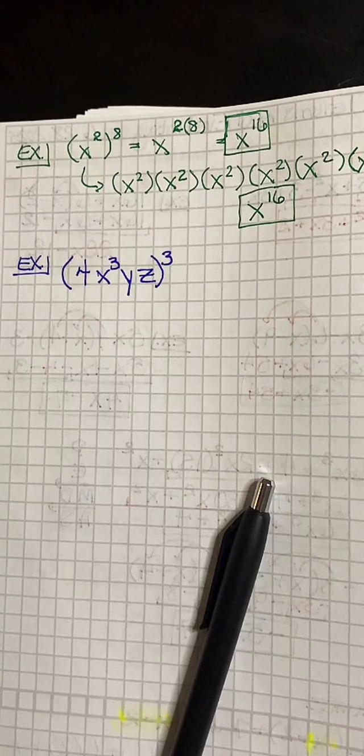Okay, so you're thinking 64 x to the 9th, y to the 3rd, z to the 3rd.